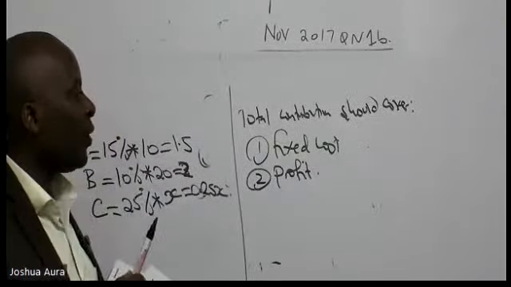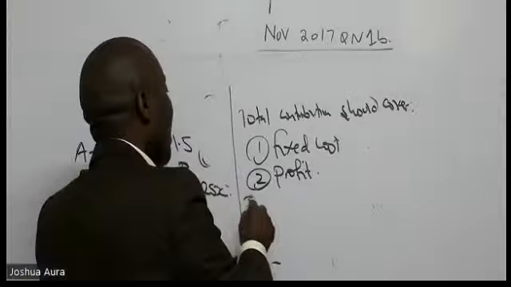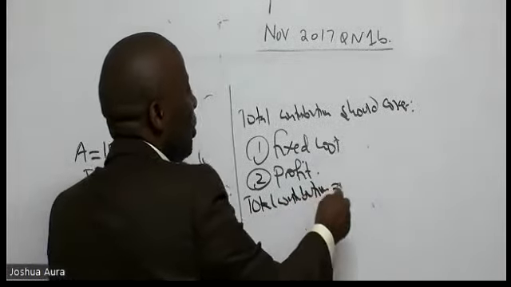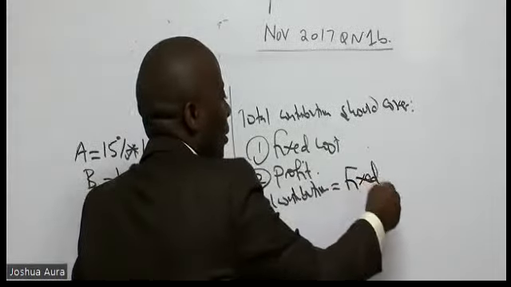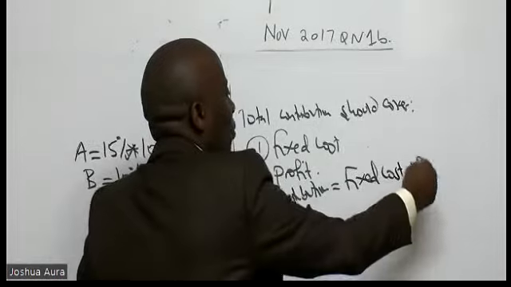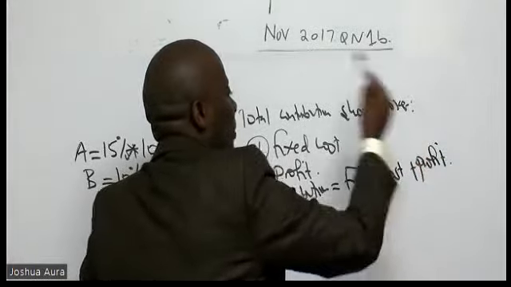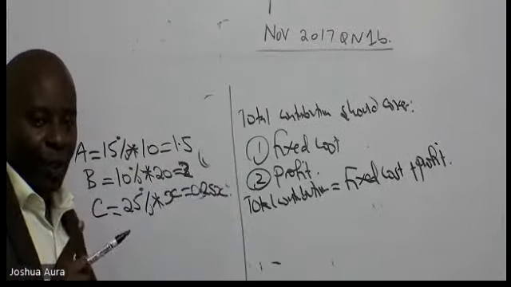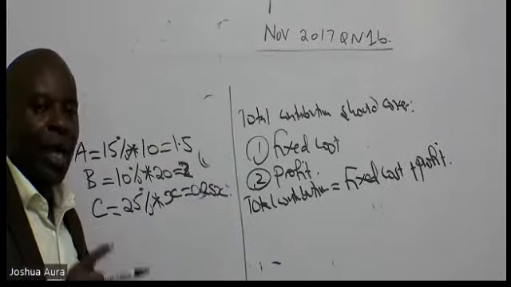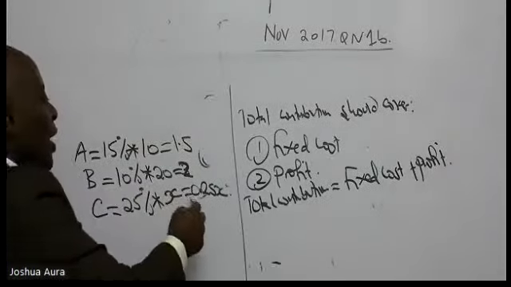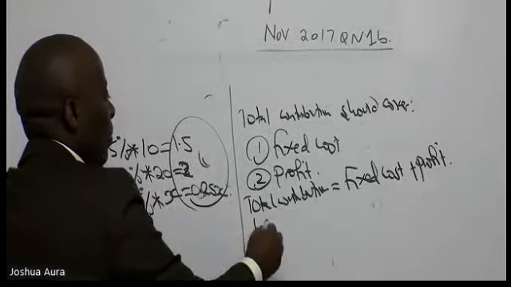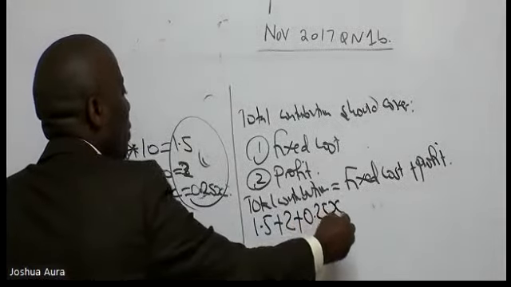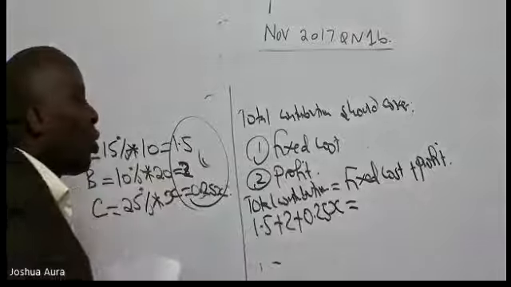So you're saying something very important, that basically my total contribution should be equal to fixed cost plus profit. Total contribution should be fixed cost plus profit. Very important for us to appreciate this. And the total contribution that I have here is given here. It is 1.5 plus 2 plus 0.25x should be equal to the fixed cost of the farm.